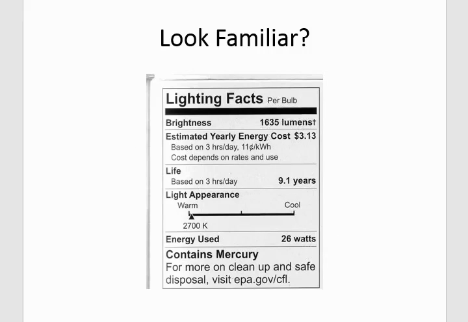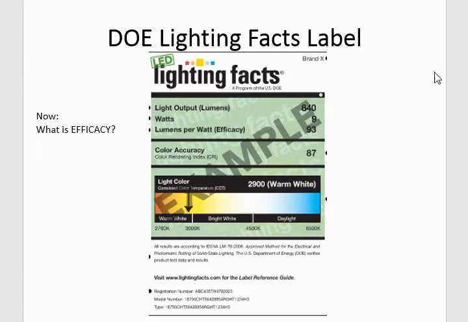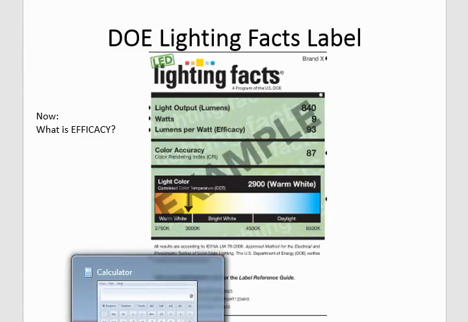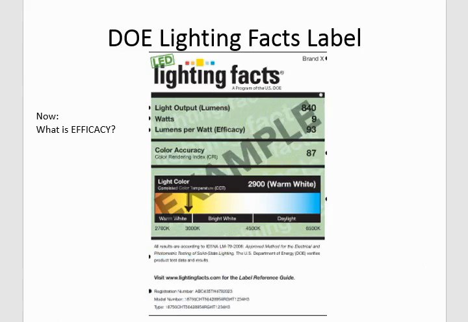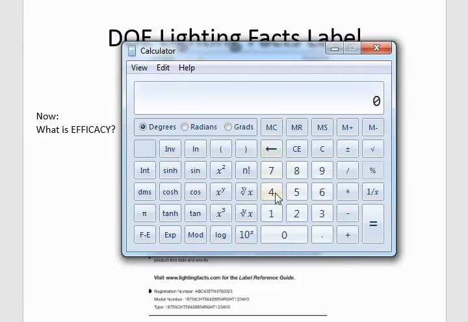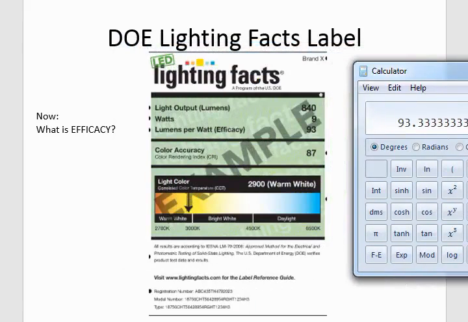And let's go back and look at our first DOE label, and I've got 840 lumen for 9 watts, so 840 lumen divided by 9 watts gives me 93 1/3 lumen per watt, and that's what's on the label, 93. So that's how that works.